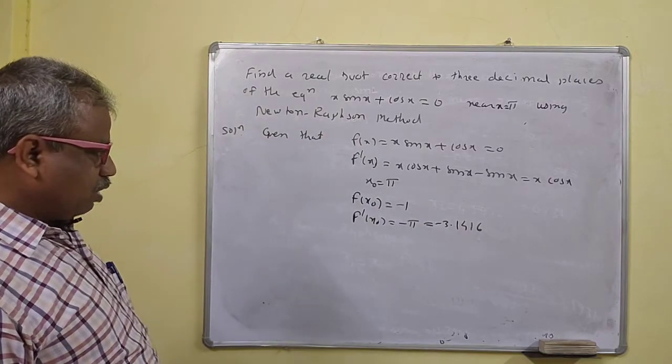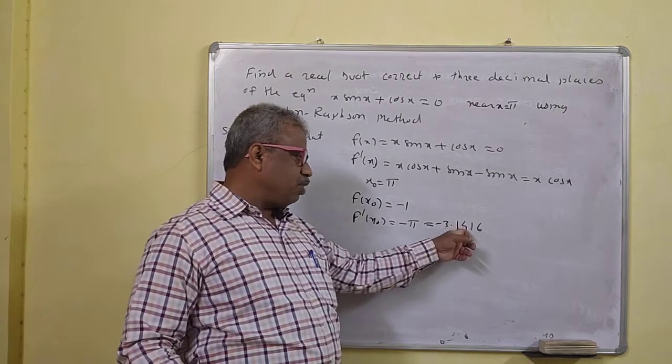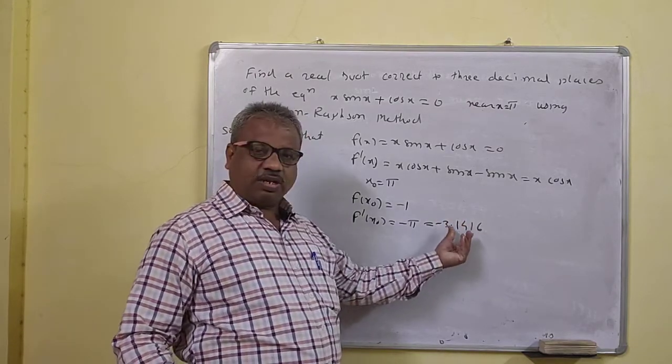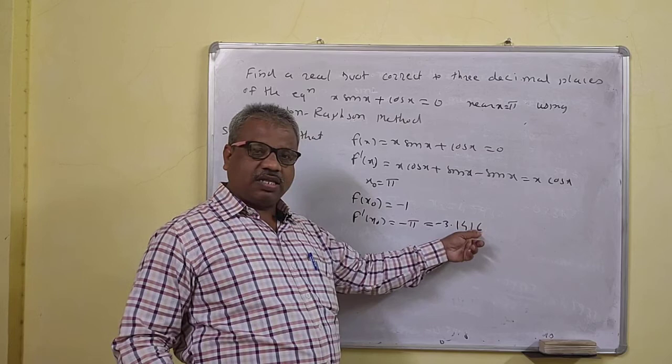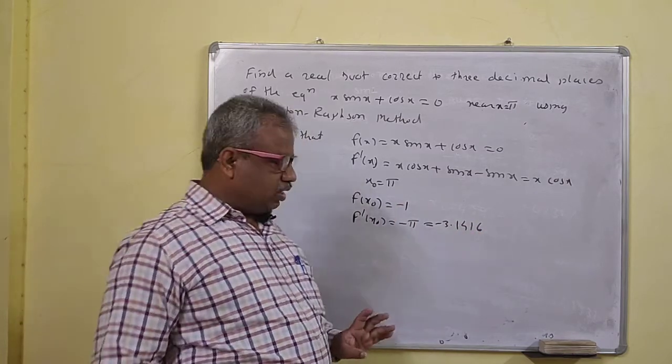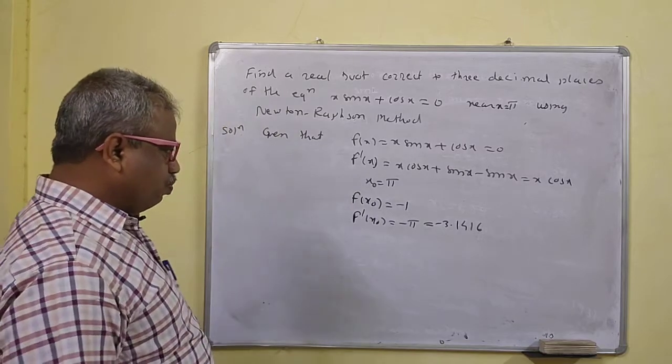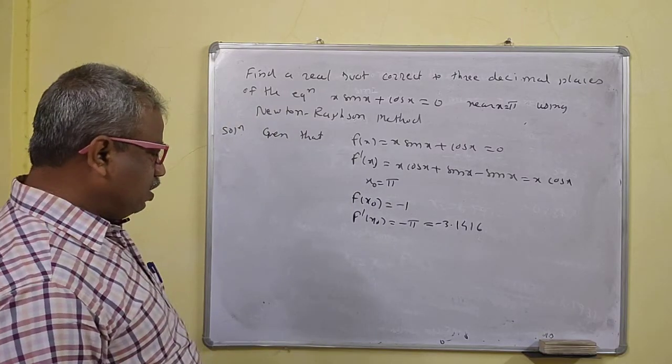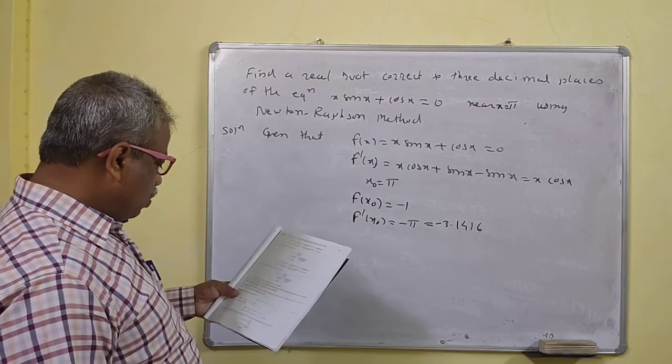3.1416. So that means what? 3.142 is correct to 3 decimal places, where we are taking this as 2 now. But here we will take up to 4 digits, so it will be 6 now. So your 4th decimal place is 6. Okay, so we'll do this one.